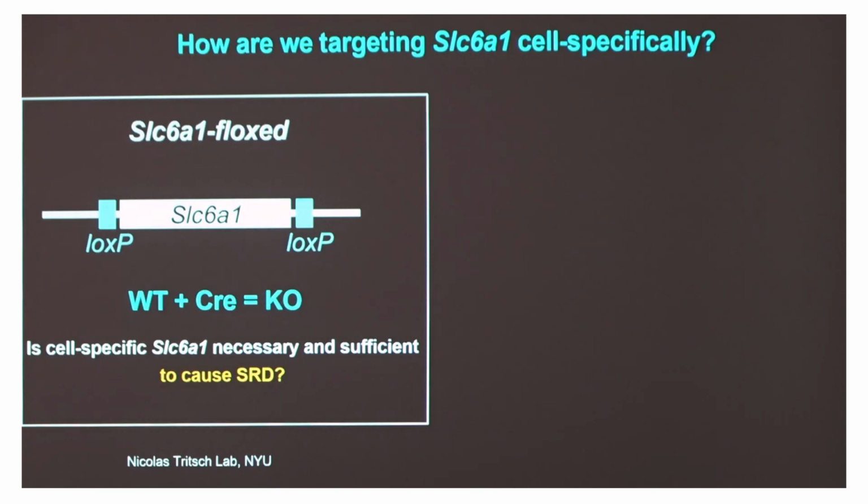So the collaborative project that we're working on with the Nicholas Trish lab and the JAX labs is working with new animal models. I talked to you about the S295L and the knockout models. This new animal model is the SLC6A1 flox animal model. So this is technically a wild type animal, but when you add Cre, you create a knockout. And this is able to answer the question: is cell-specific SLC6A1 necessary and sufficient to cause SRD?